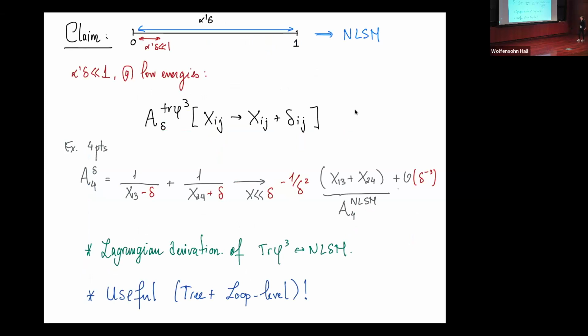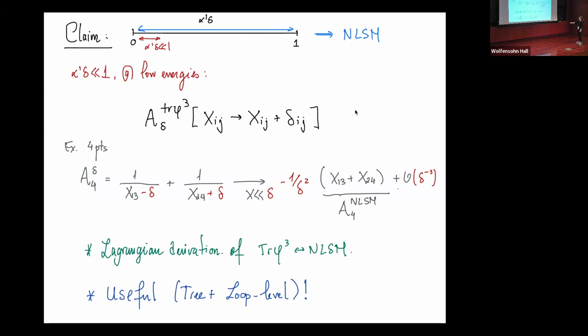Okay, so let me start by explaining how this goes for the simplest case of the NLSM, where we can further consider the limit in which alpha prime delta is also much smaller than 1, so that we can establish the connection between these two theories directly at the level of the field theory amplitudes. So in this case, we just start with field theory trace phi cubed, and we shift the propagators by this delta_ij. So here's an example at 4 points.